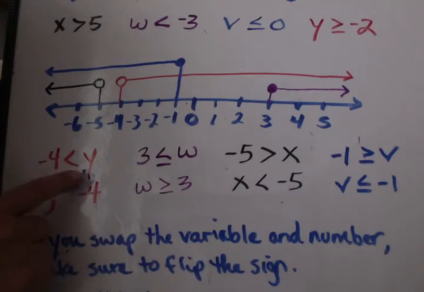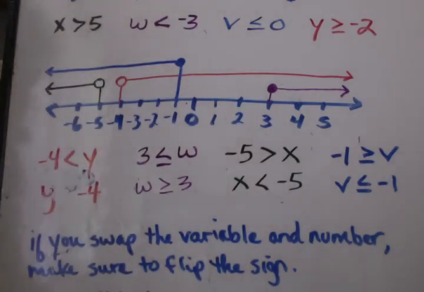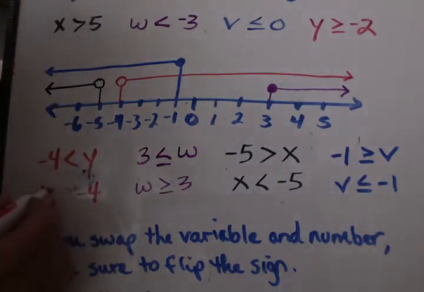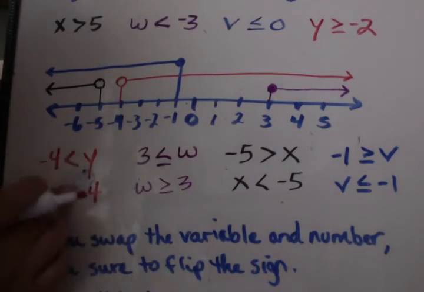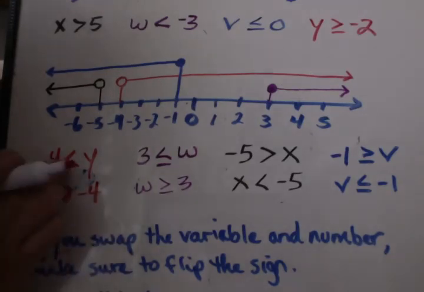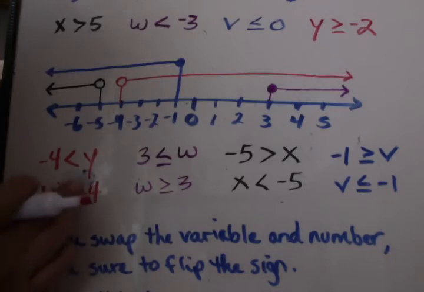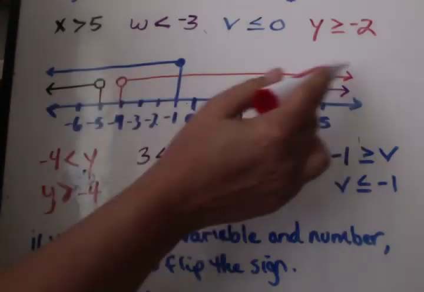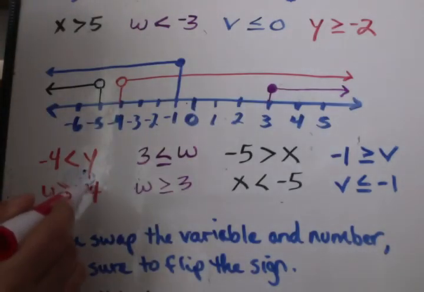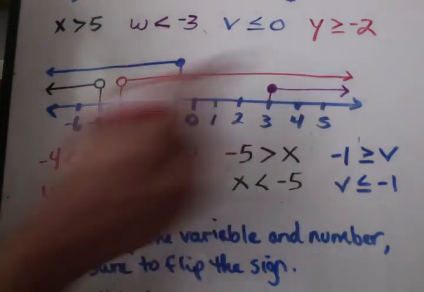If that gets confusing for you, you can swap the y and the negative 4. However, when you swap them, you have to flip the sign around. This is a less than, so I would make it a greater than. So negative 4 is less than y is the same as y is greater than negative 4. This is a closed circle at negative 4, and we go to the right. Remember, greater than is going to the right.